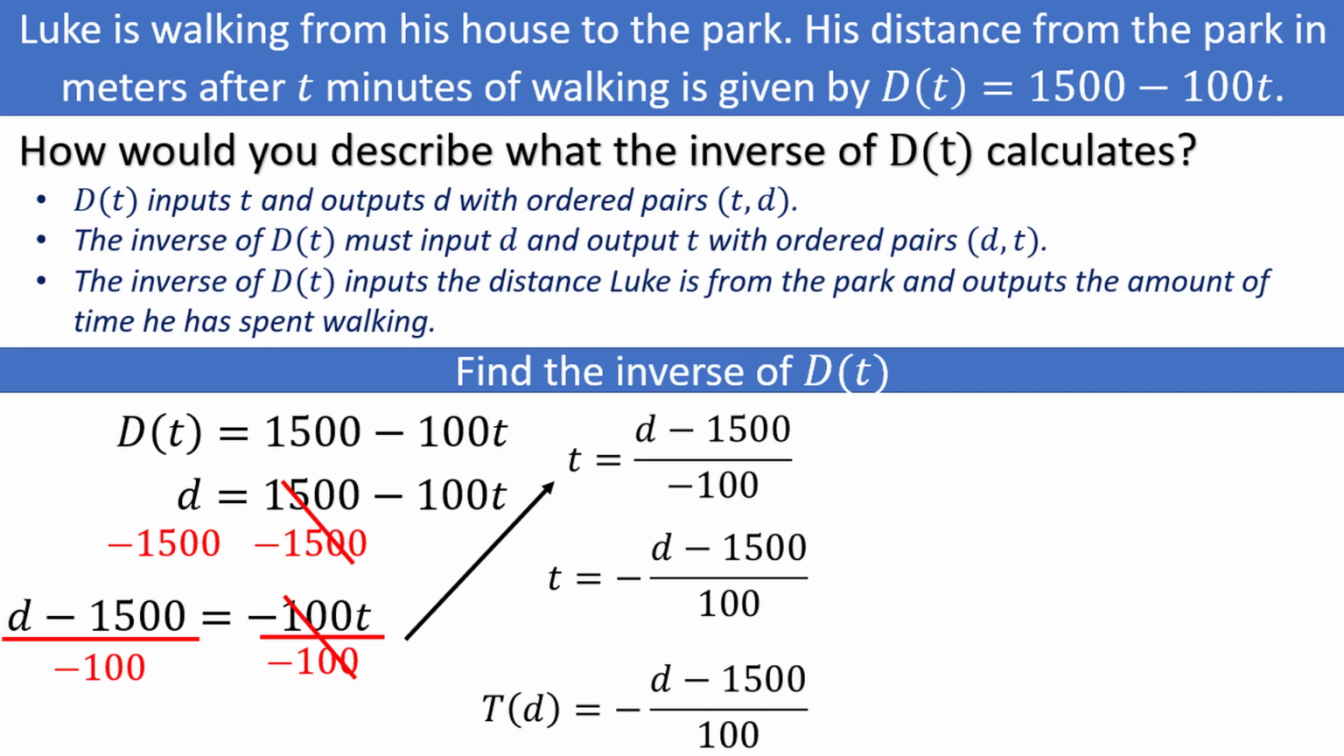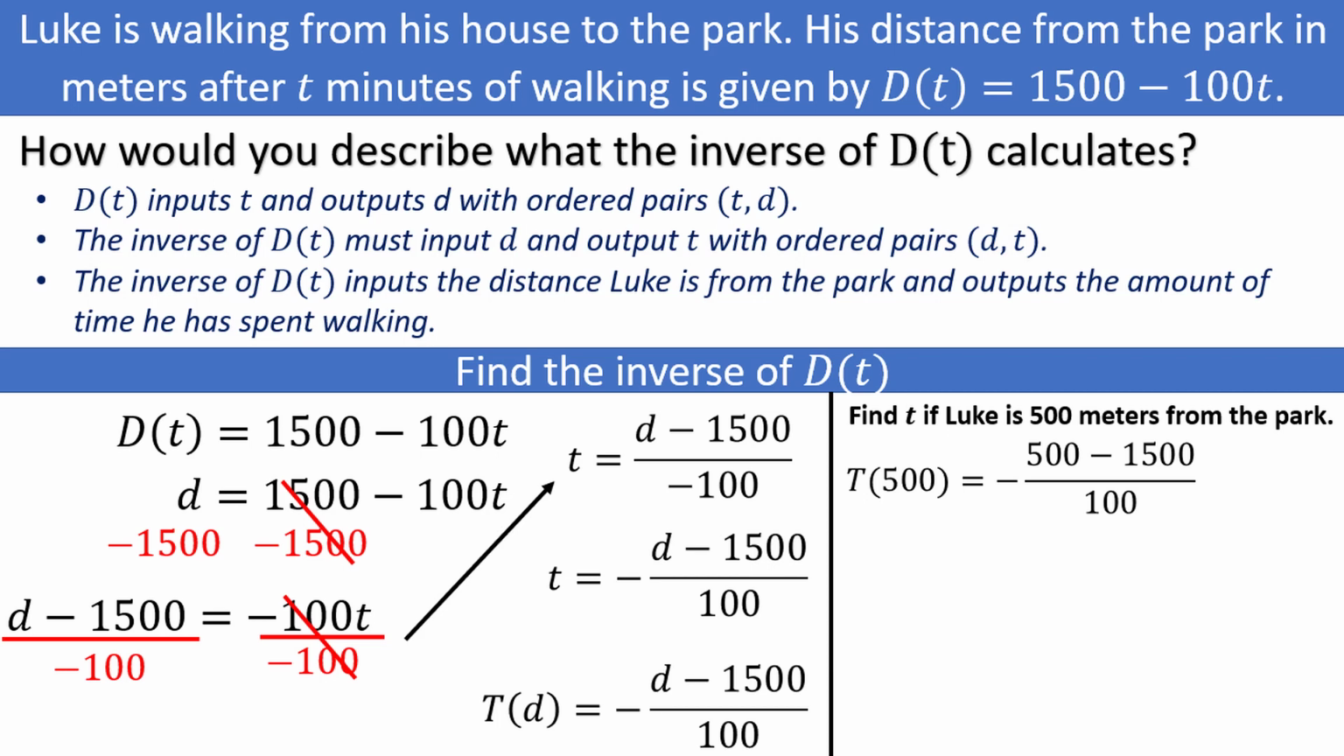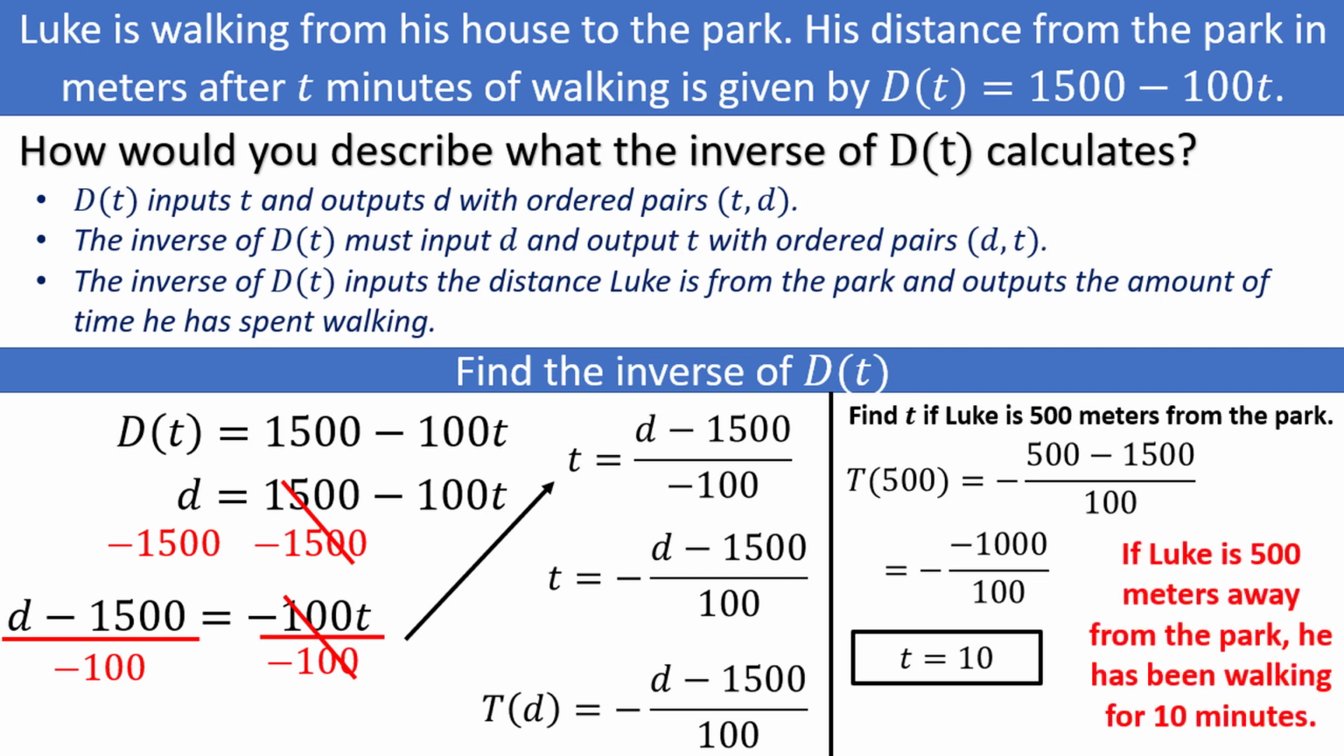For example, if Luke is 500 meters from the park, then d is equal to 500, and we have t of 500 is equal to negative 500 minus 1,500 divided by 100. This simplifies to negative 1,000 over 100. The negatives cancel, and we have 10. If Luke is 500 meters away from the park, he must have been walking for 10 minutes.